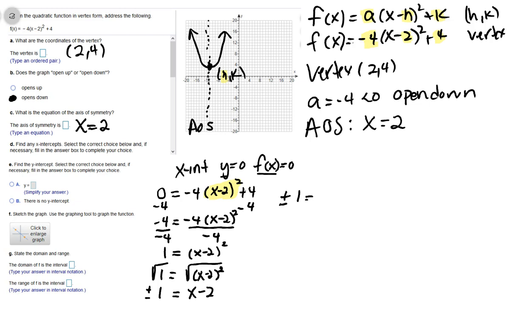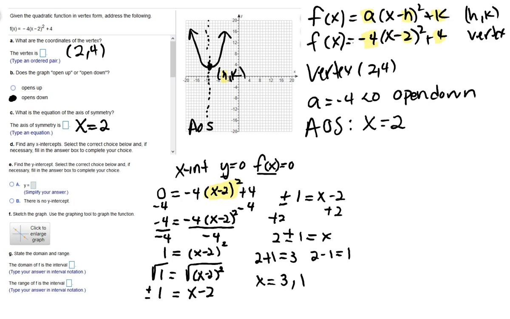So plus or minus 1 equals x minus 2. I need to continue solving this by adding 2 to both sides. So now I have 2 plus or minus 1 equals x. The plus or minus is two possibilities, 2 plus 1, which is 3, and 2 minus 1, which is 1. So now we have our x-intercepts being 3 and 1. I'm not sure if I'm supposed to write them as ordered pairs or just write them separated by comma. My guess is separating the intercepts by a comma.